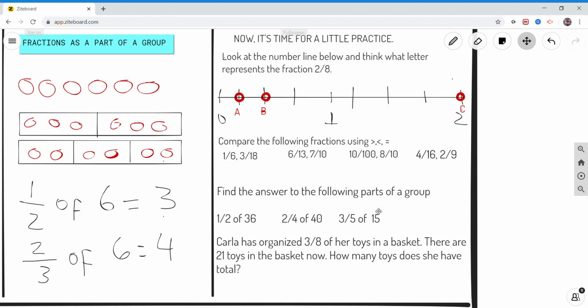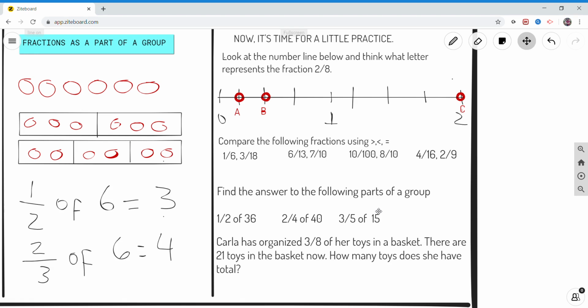Look at the number line below and think, what letter represents the fraction 2/8? Number 2 is asking you to compare the following fractions using greater than, less than, or equal or equivalent to. 1/6 to 3/18, 6/13 to 7/10, 10/100 to 8/10, 4/16 to 2/9.